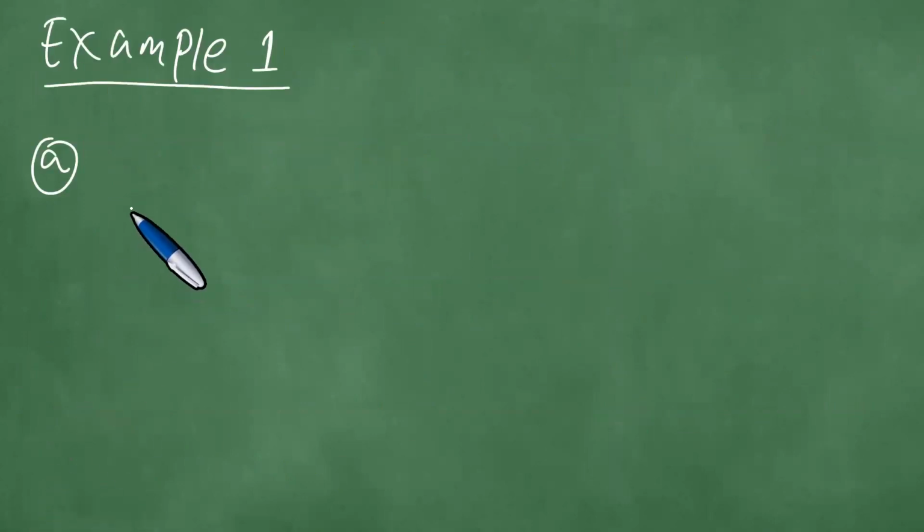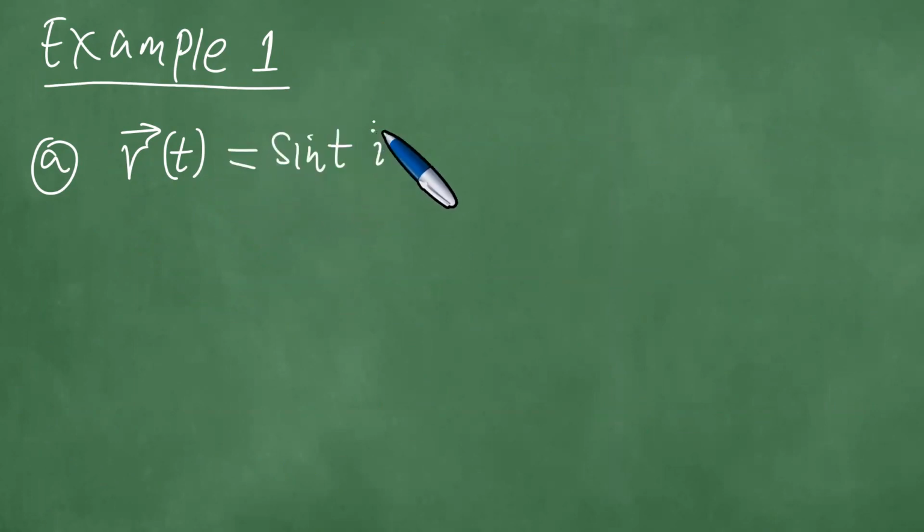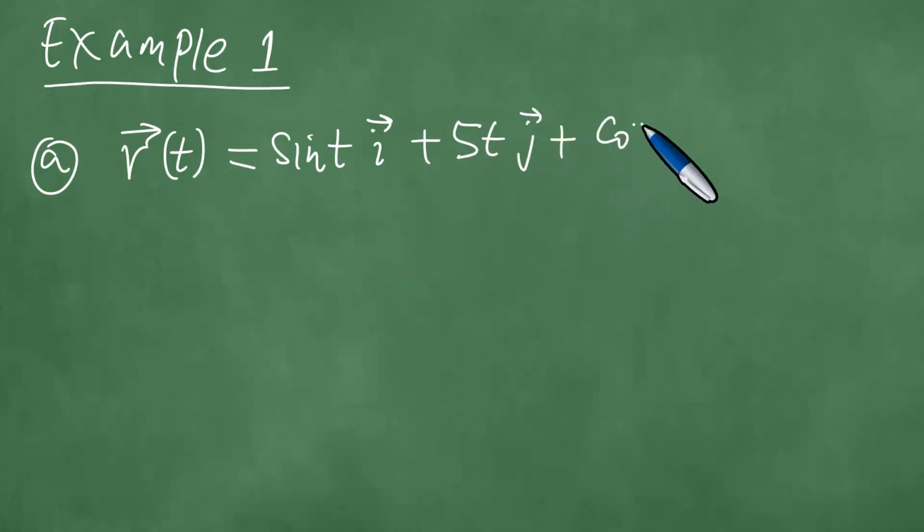Right, so we have that r of t is exactly the same as the sine of t by vector i, 5t by vector j, cosine t by vector k.